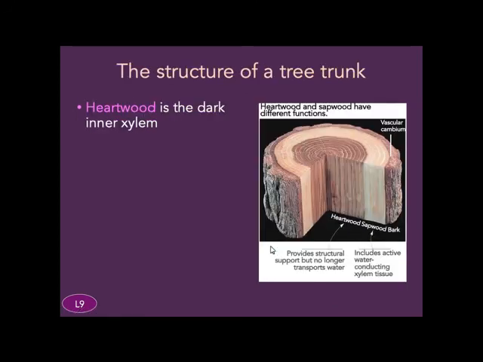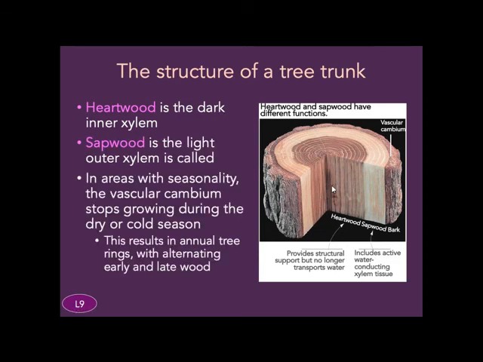All right, so if you look into a tree trunk, you can see that it has like a dark part and a light part. So the heartwood is the dark inner xylem, right? That's the part that's conducting water up from the bottom. Sapwood is the light outer xylem. And if you have an area in which you have like a hot season and a cold season, the vascular cambium will stop growing when it's too dry or too cold. And so you end up with a structure of annual rings every year.